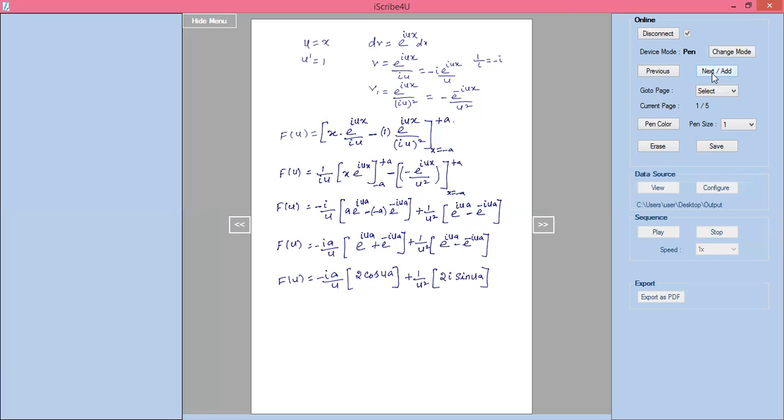Now, if you want the formulas, see how I have written that one: e power i theta plus e power minus i theta divided by 2 is nothing but cos theta. At the same time, e power i theta minus e power minus i theta divided by 2i equals sin theta.